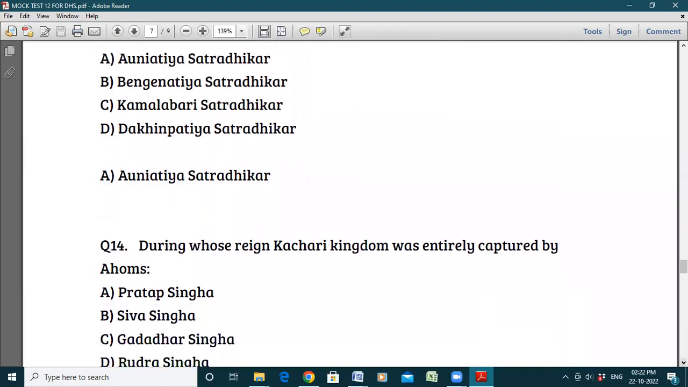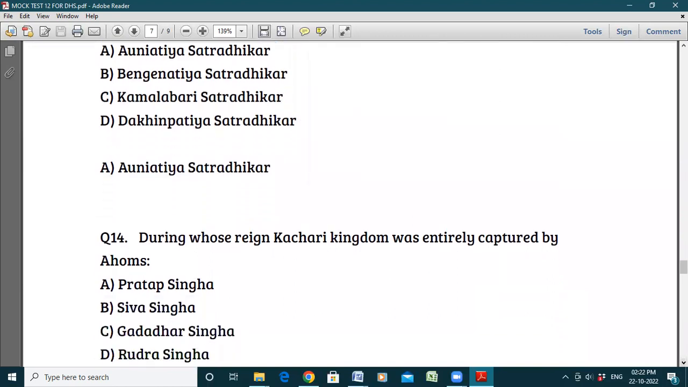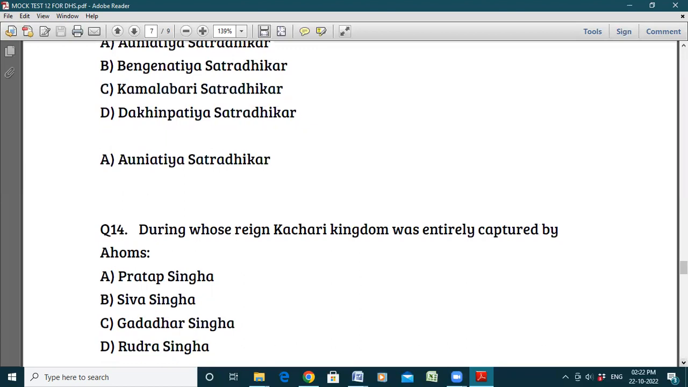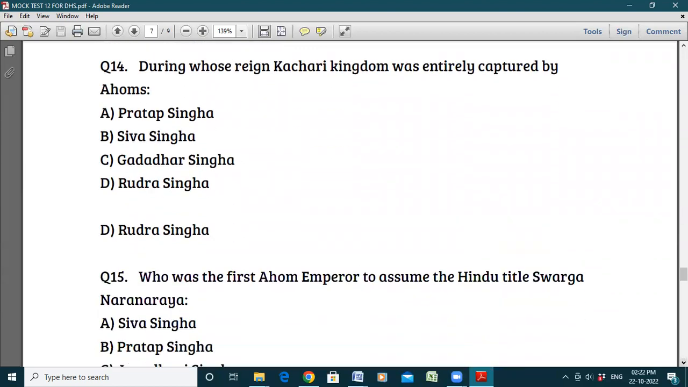Then question number 14: during whose reign was the Koch kingdom entirely captured by the Ahoms? In whose reign was the Koch kingdom completely captured by the Ahoms? Option B is the correct answer, that is, in Rudra Singha's time the Koch kingdom was completely captured by the Ahoms.